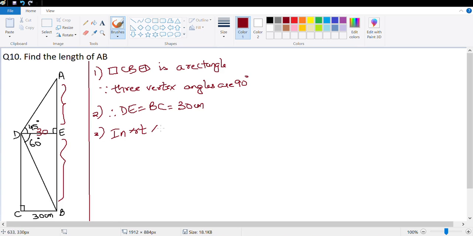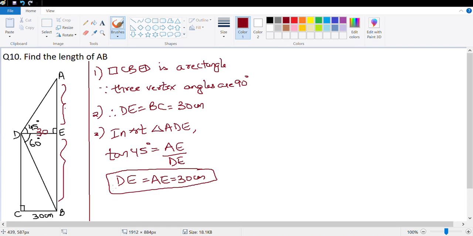So in a right triangle ADE, this is the base, this is the perpendicular, which means we are looking at tan. So tan 45 degree is equal to AE upon DE. Tan 45 is 1, which means DE is equal to AE is equal to 30 centimeter. So we've got one value at least, which is AE is equal to 30 centimeter.